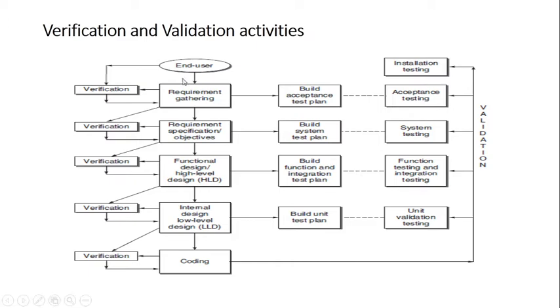First of all, we have an end user here. End users first of all gather the requirements. So this particular column indicates your SDLC phases. Towards the left of these SDLC phases are the verification activities, and towards the right of these SDLC phases it represents the test plans that are prepared and the corresponding testing activity which is carried out. So the right hand side represents the validation and the left hand side represents the verification.